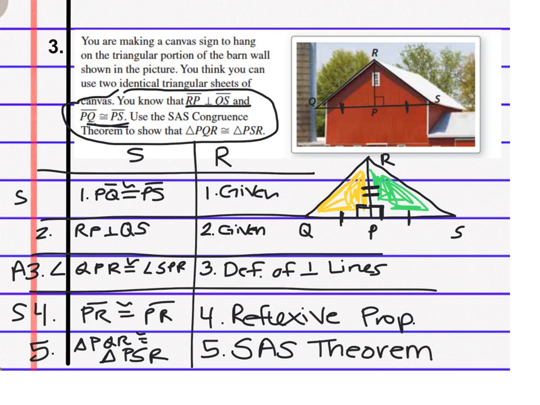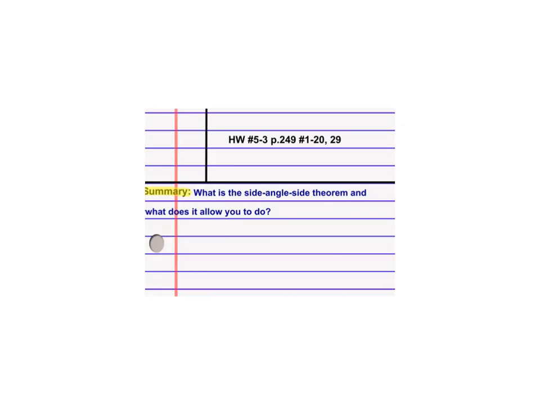Okay, so hopefully you're noticing it has a structure, a format. We start with what's given. We list a pair of sides and the reason. We list the included angle. We list another side. And the last line is that the two triangles are congruent using the side, angle, side theorem.